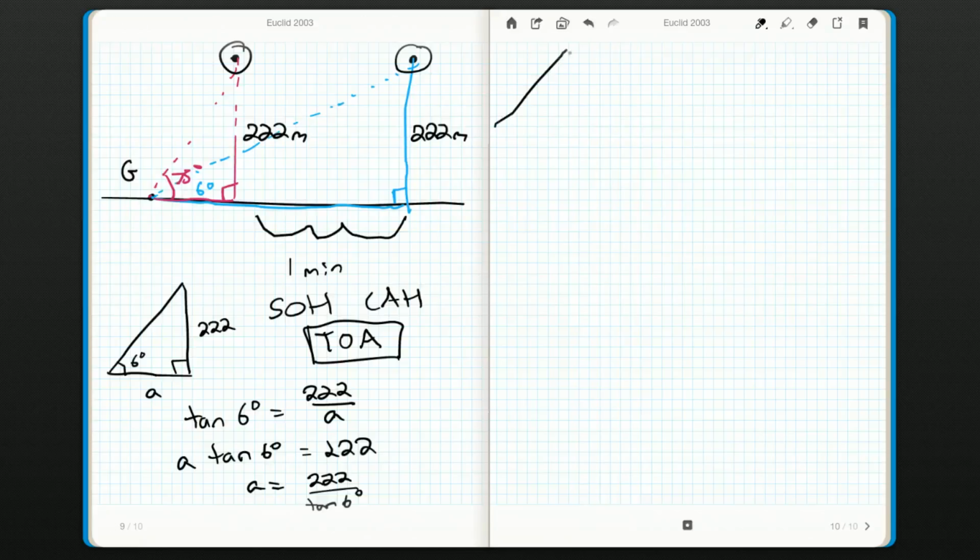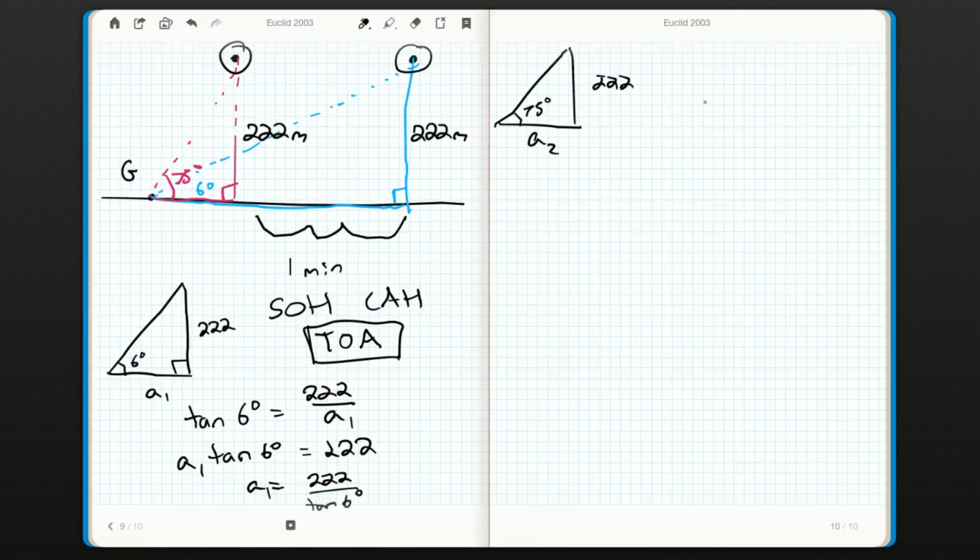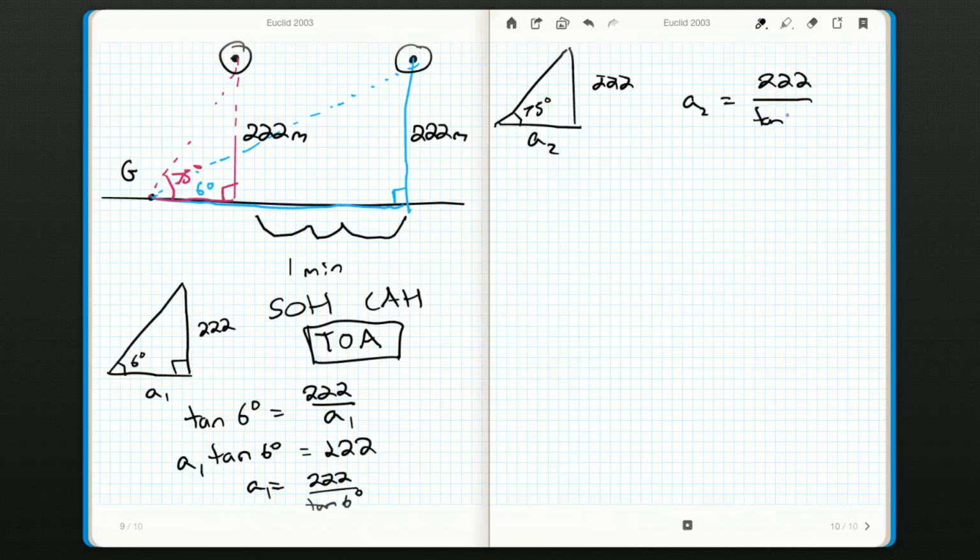How about the red length from our red triangle? 75 degrees. Still looking at 222, and we still want that adjacent length. We'll call this adjacent 1 and this adjacent 2, just so we don't get confused later. Okay. So, by the exact same reasoning, we're going to get our adjacent side length number 2 is 222 over tan 75 degrees.